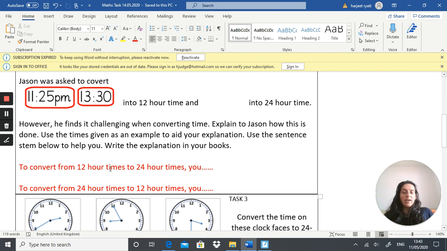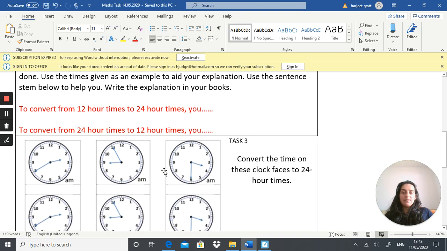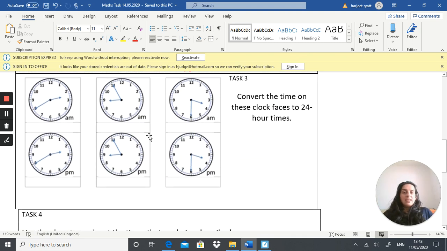So to convert the 12-hour time to 24-hour times, you need to do what? And to convert from 24-hour time to 12-hour times, you need to what? So you need to write these sentences out and tell Jason what strategies he needs to use to convert the time. Task 3, you've got times here with AMs and PMs. Convert the time on these clock faces to 24-hour times.